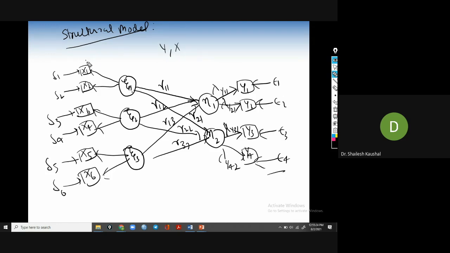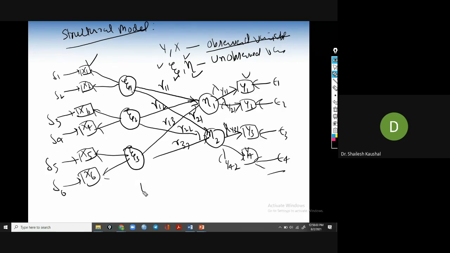So y and x, these are observed variables. Observed variables means questions. And unobserved variables are the xi and eta. Basically, these are the exogenous and endogenous variables. Eta means endogenous variable, and xi means the exogenous variable. Basically, observed variables are the questions we are taking.